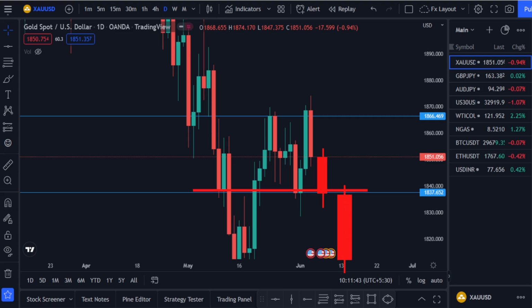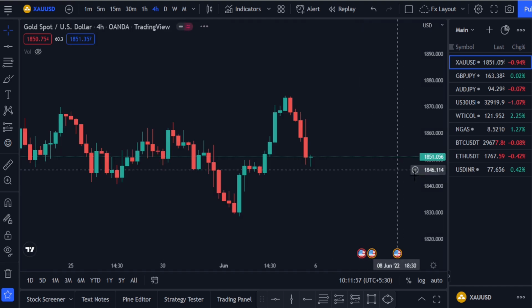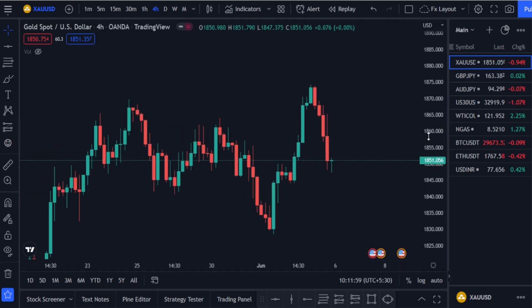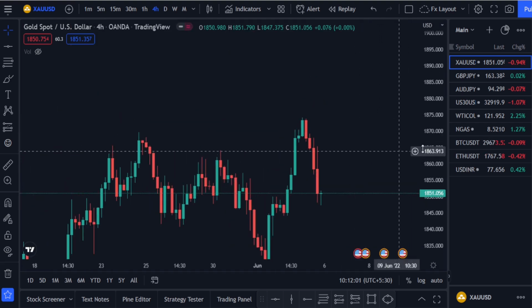And by doing that, we know that the monthly and the weekly time frames are already bearish, so we are just aligning with the higher time frames. So that's about the daily. Now let's see what we are doing on the 4-hour time frame. So now we know that monthly, weekly, daily, everything is pretty much bearish.